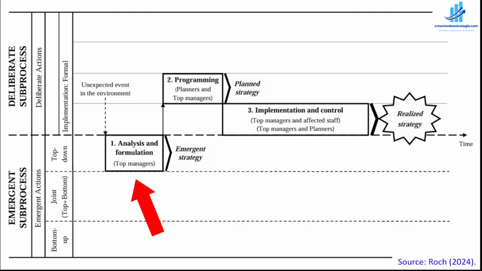Senior managers, who did not anticipate this event, analyze it and formulate a strategy to respond to said event. This strategy would be the emergent strategy. Top managers, along with strategic planners, prepare a program to implement this strategy deliberately. So this strategy goes from being an emergent strategy to being a planned strategy. Finally, top managers and affected personnel carry out the implementation of this strategy. And these managers and the strategic planners carry out a control or monitoring of said implementation. Finally, as a result of the strategic process described, the realized strategy is obtained.